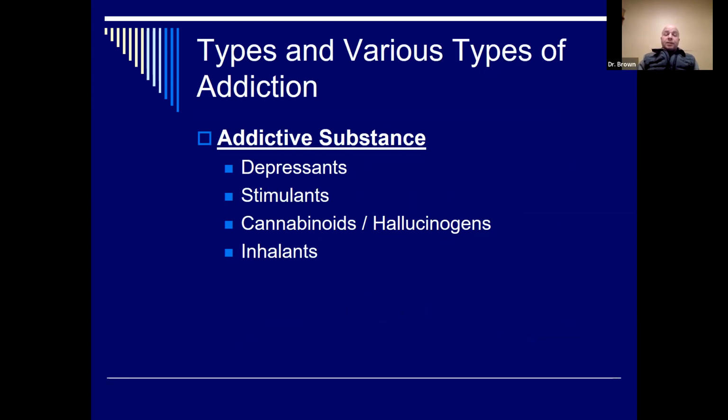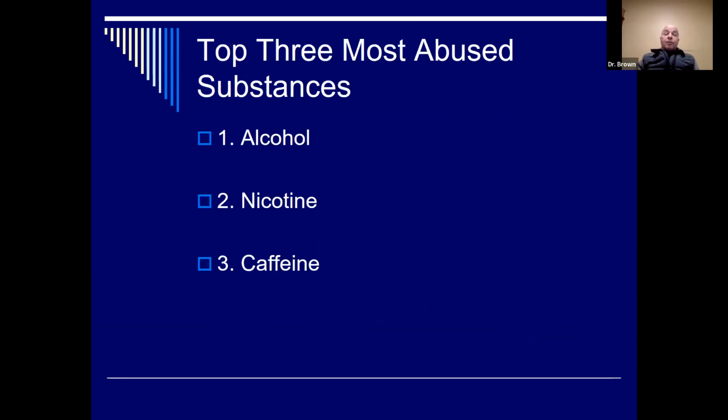All types of addiction, depressants, stimulants, hallucinogens, inhalants, sex, eating, those can be all addictive substances. And the 3 most abused are alcohol, nicotine, and caffeine. People think alcohol is okay since it's legal if you're 21 and over in most states. But you can actually die withdrawing from alcohol, and we'll talk more about that.